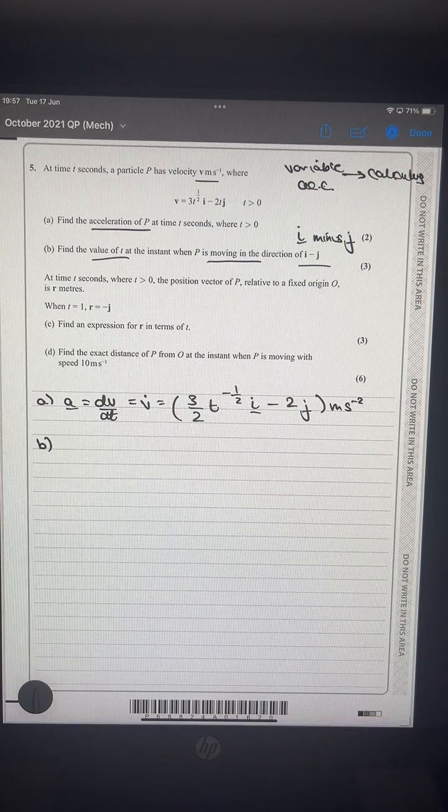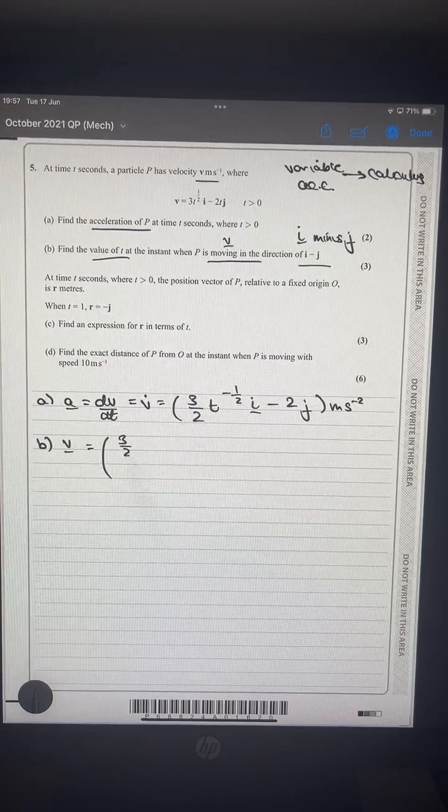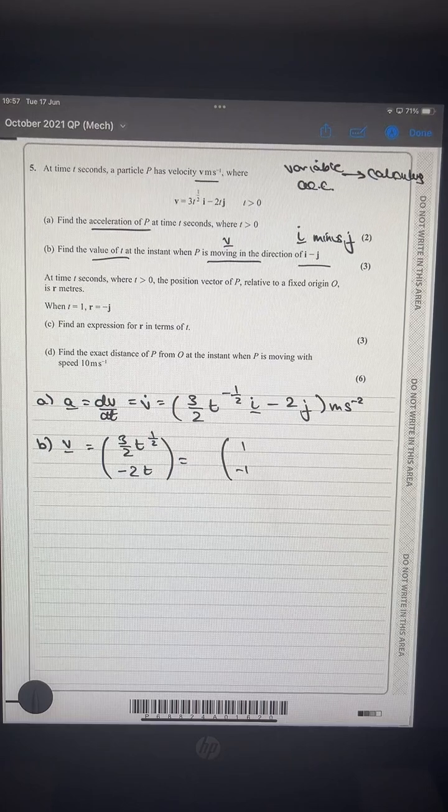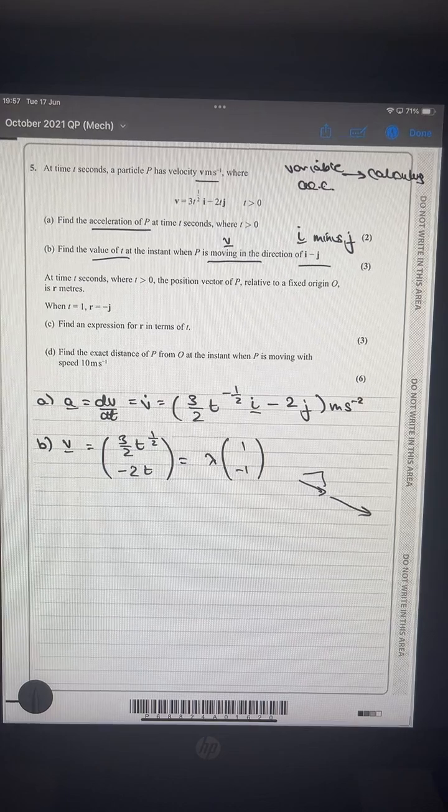All right, so I need when it's moving, that's telling me about the velocity, right? So I need the velocity, which I know is equal to 3 over 2 t to the half i minus 2t j. That has got to be in the direction of 1, minus 1, and I'm putting a scalar lambda there. So this lambda is telling me it's a scalar of this vector. If lambda was 1, it would just be 1, minus 1. If lambda was 2, it would just be a bit longer. That lambda just tells me it is in that direction, all right?